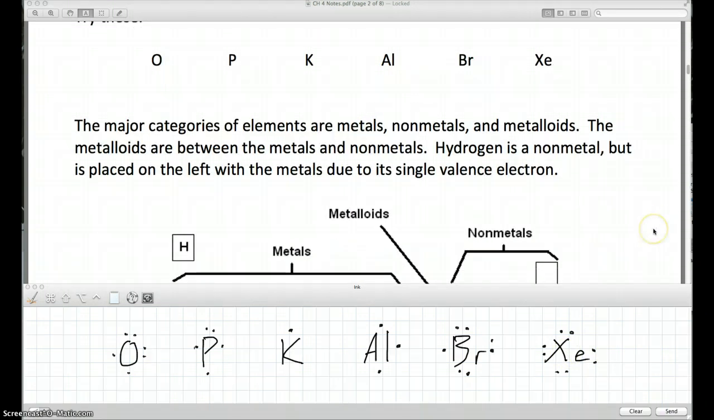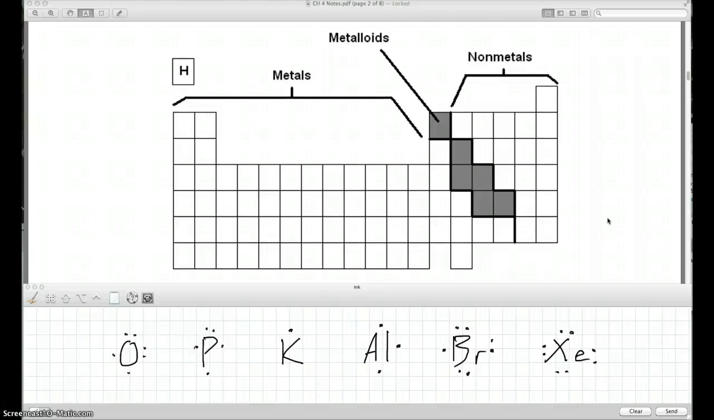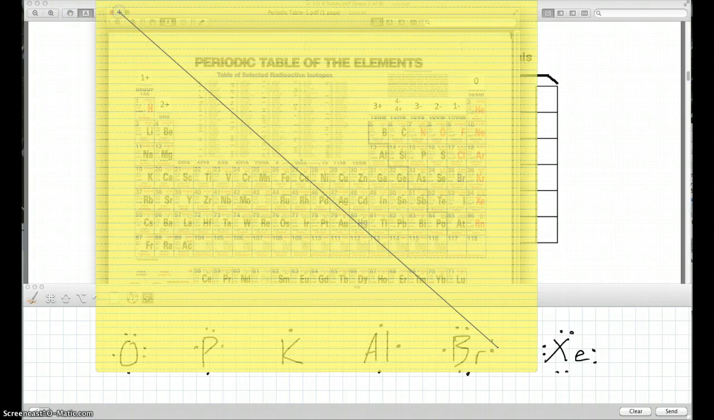So continuing on with the notes, there are major categories of elements, and they are metals, nonmetals, and metalloids. We've talked about this before, how we tell a metal from a nonmetal. It's that squiggle line on your handout periodic table. There's a bold line here, and that's your line between the metals over on the left and the nonmetals on the right. Now there's one exception.